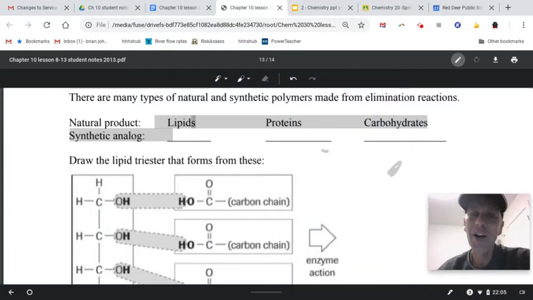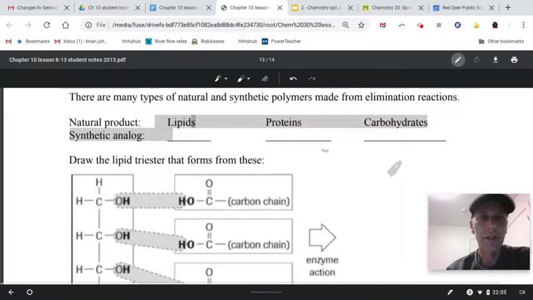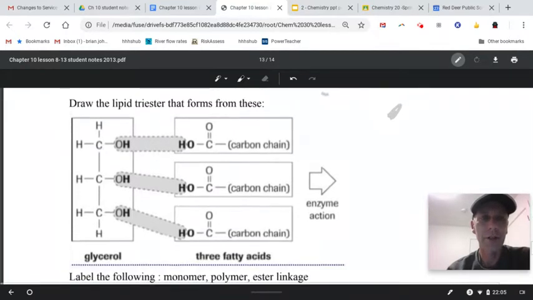And carbohydrates, synthetic version of carbohydrates. So Mother Nature makes carbohydrates. In the lab, we make something called spandex, or when I wear it, it's called mandex, but same thing, stretchy synthetic fibers. Okay, so we're going to look at this example of a lipid or a fat from Mother Nature.